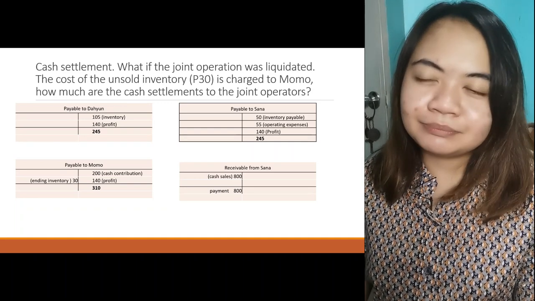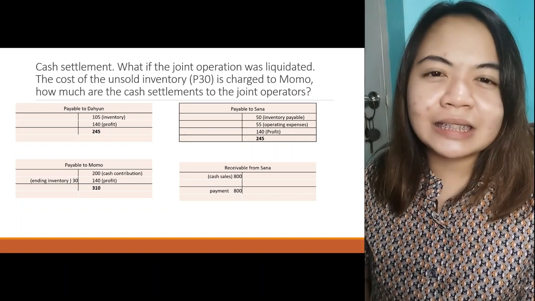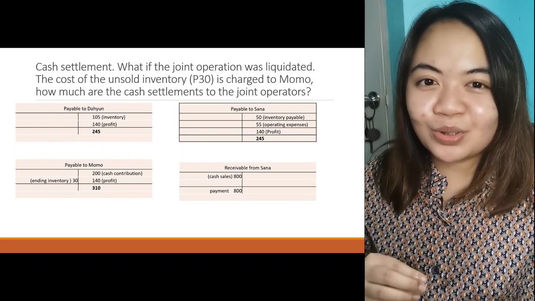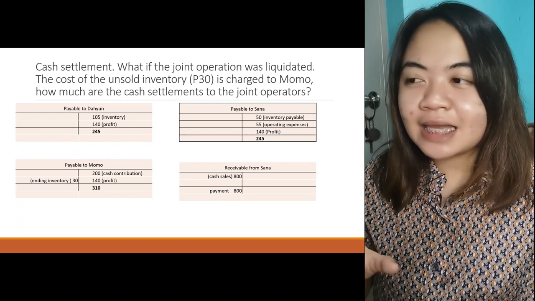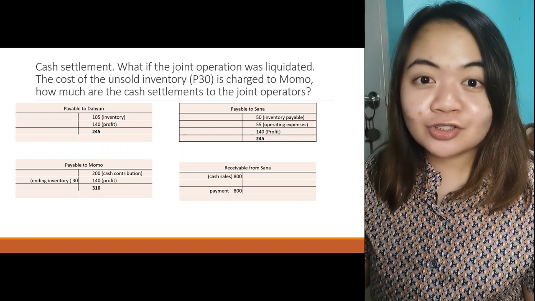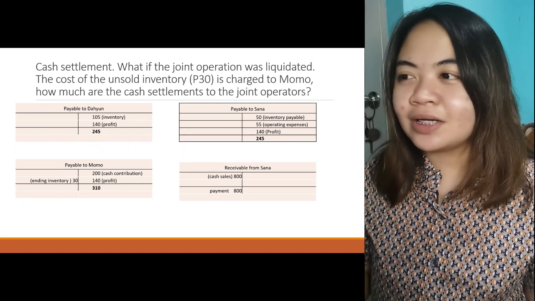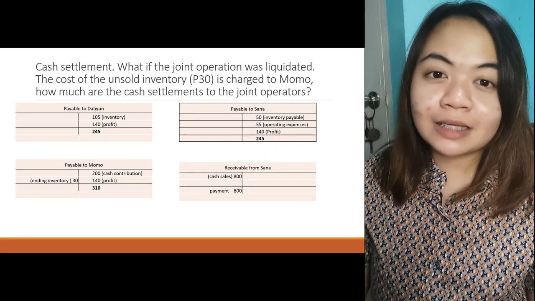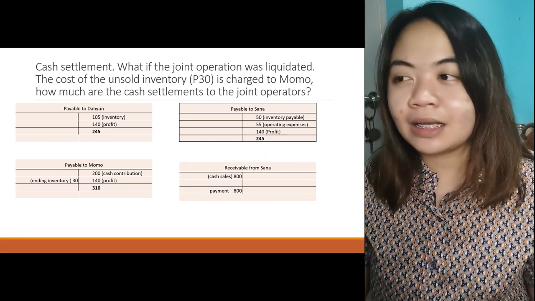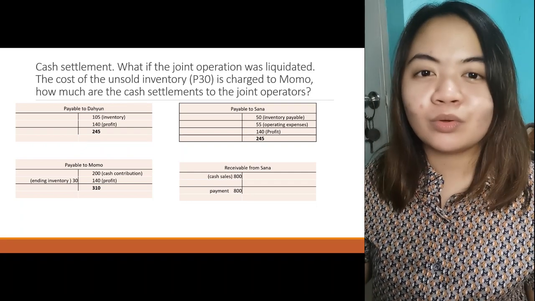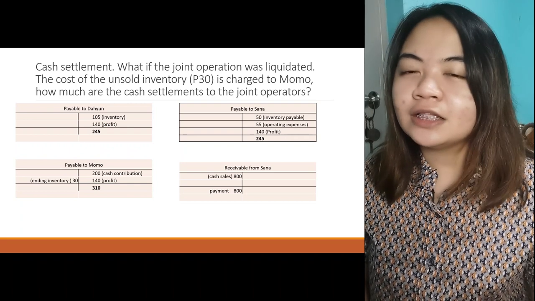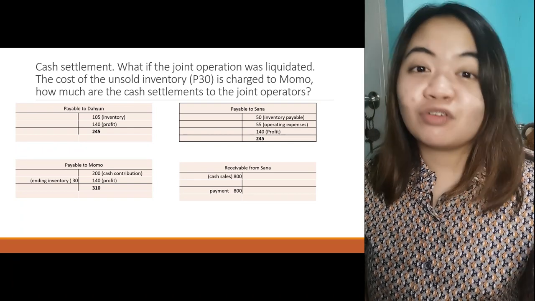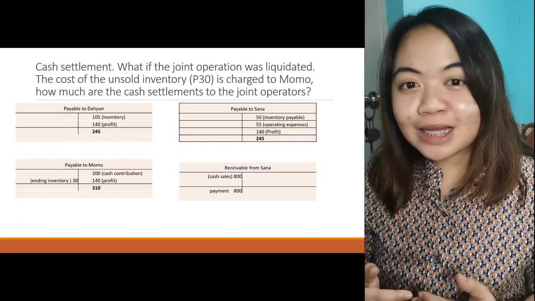Let's look at Sana. We have payable to Sana, so we look for all the payable to Sana accounts. We have 50 pesos for the inventory payable. In Sana's recording it is accounts payable, while for the operators it is payable to Sana. So that is the 50 she was short. Then the operating expense, 55, because Sana used her own money, so Dion and Momo will pay Sana. Credit 55. Then Sana's share in the profit is 140. Sana's total net receipt is 245.